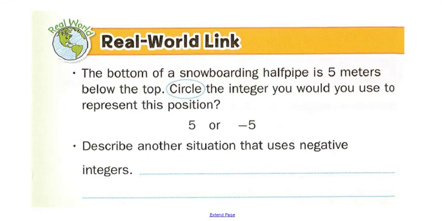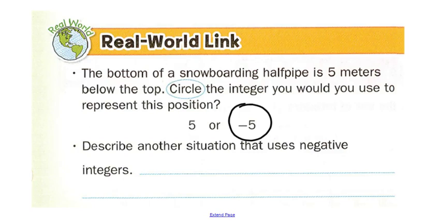So where do we see it? The bottom of a snowboarding half pipe is 5 meters below the top. We're going to circle the integer you would use to represent this position. Would you say the bottom is at 5 or is it at -5? Well, since it's below the top, if we're going to describe it using an integer, we would say it's at -5. It's 5 meters below.